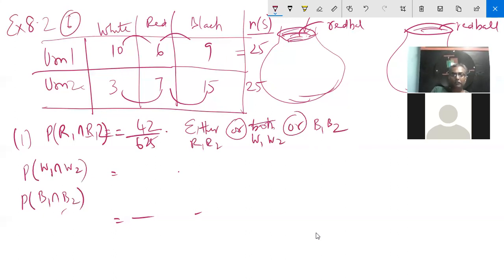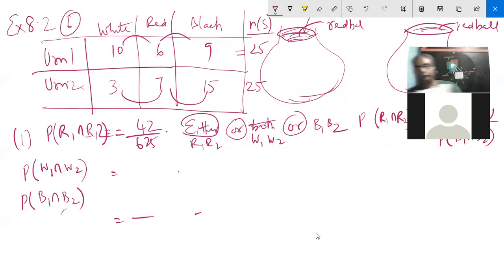And then because it is either or, the final formula will be P of red 1 intersection red 2 union P of white 1 intersection white 2 union P of black 1 intersection black 2. Why union? Because it is either or. Okay. You understood? Whenever either or comes, you have to do union. P of either A or B means P of A union B. So either R1, R2 or W1, W2 or B1, B2 means P of R1 intersection R2 union P of W1, W2 union P of B1, B2.